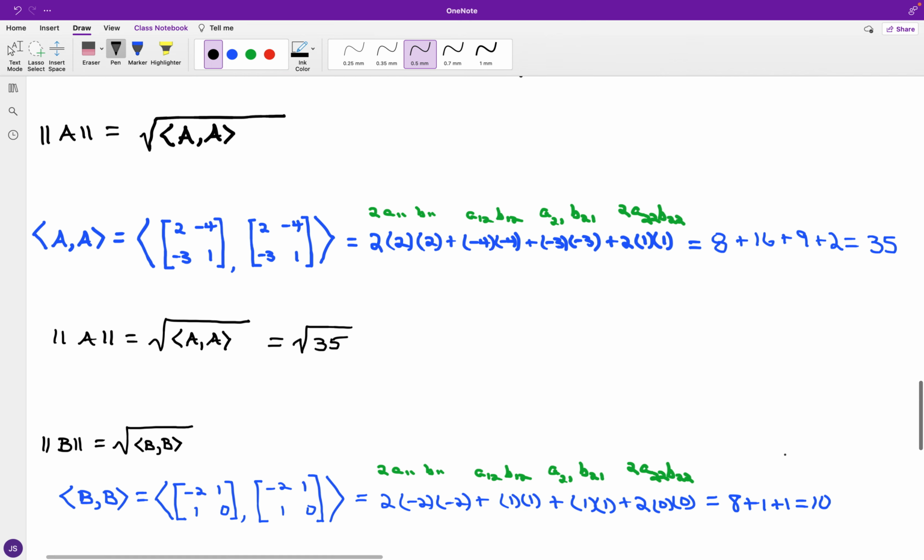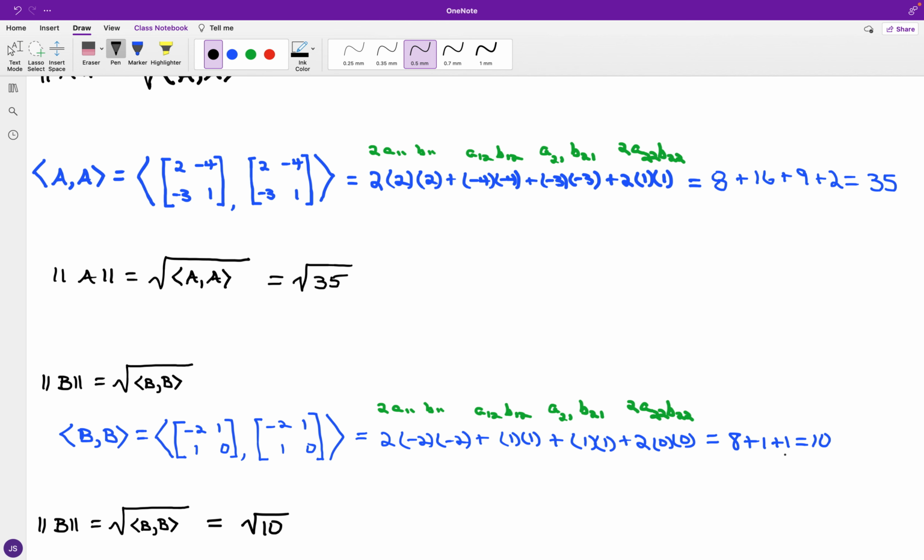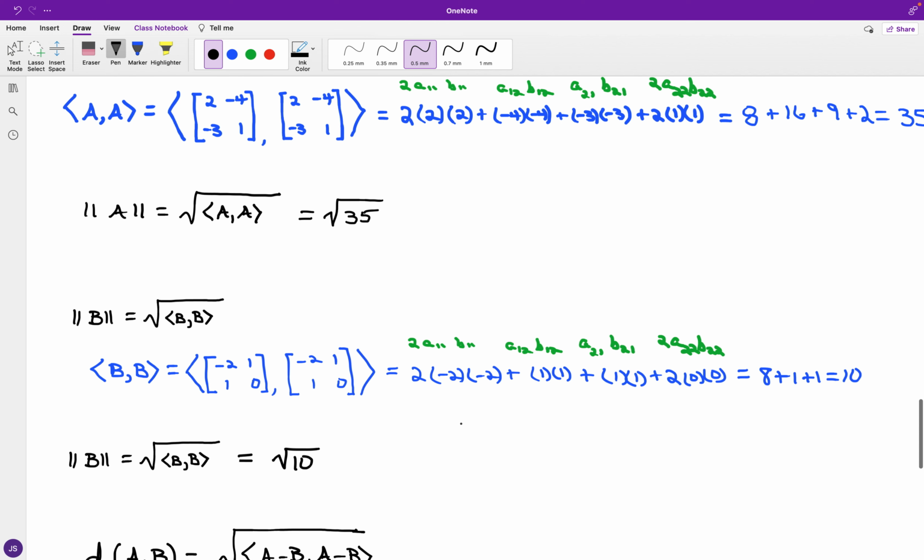And for the norm of B, we're looking at the square root of the inner product of B and itself. Applying the matrix B, where again we have negative 2 and 1 for the first row, 1 and 0 for the bottom row, and following through, we're going to have the products to be 8 and 1 and 1, whereupon the sum is 10, and the square root of 10 is going to be the norm of B.